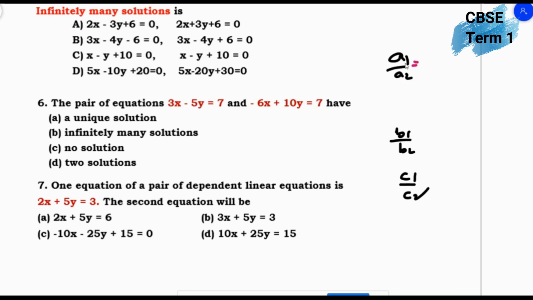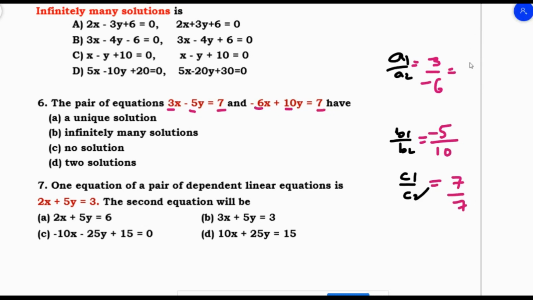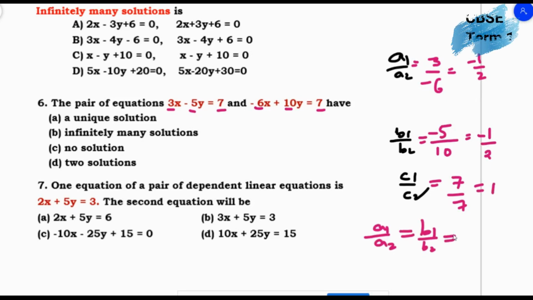So what is a1 by a2, students? a1 is 3 and a2 is minus 6. So 3 by minus 6. b1 by b2 is minus 5 by 10, and c1 by c2 is 7 by 7. 3 by minus 6 is minus 1 by 2. Minus 5 by 10 is also equal to minus 1 by 2. But 7 by 7 is 1. a1 by a2 is equal to b1 by b2 but not equal to c1 by c2. So this is the condition for parallel lines, and parallel lines have no solution. So the correct option for the sixth question is C.